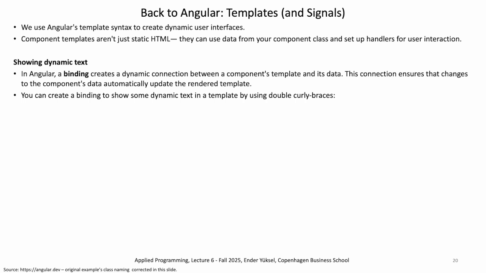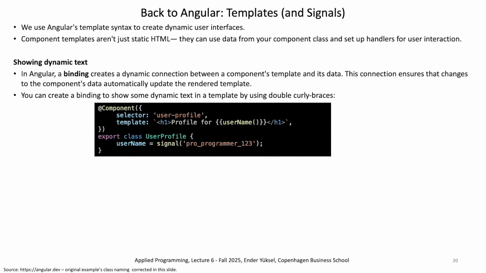You can create a binding to show some dynamic text in a template by using double curly braces. In this example, we not only see the use of double curly braces, but also start learning about the concept of signals in Angular. A signal is a reactive container for a value. It's Angular's way of tracking data that can change over time and automatically updating the UI when it does.